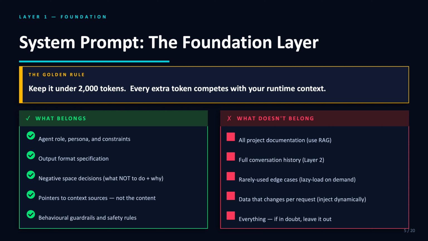5 things: agent role, persona, and constraints, output format specification, negative space decisions, and I'll come back to this in a moment because it's the most powerful and most overlooked technique. Pointers to context sources, and behavioral guardrails.